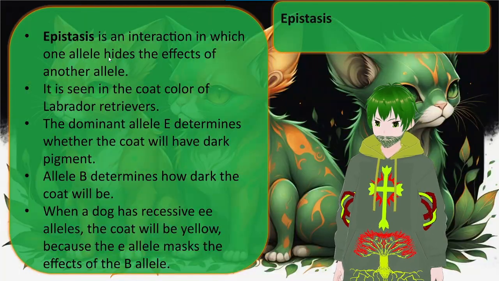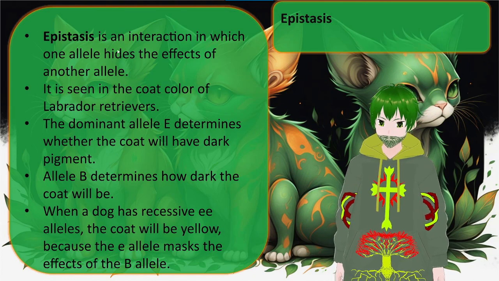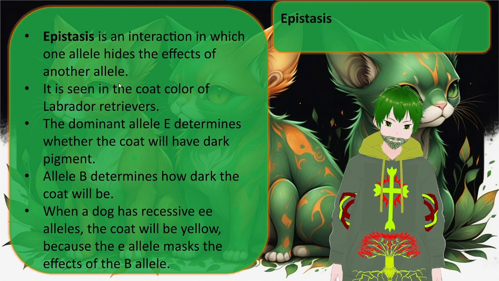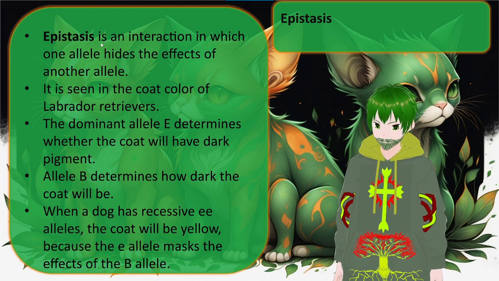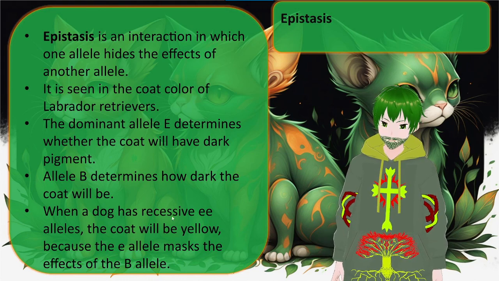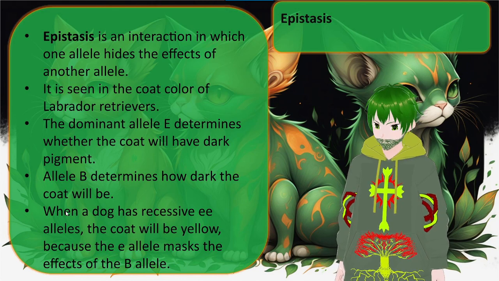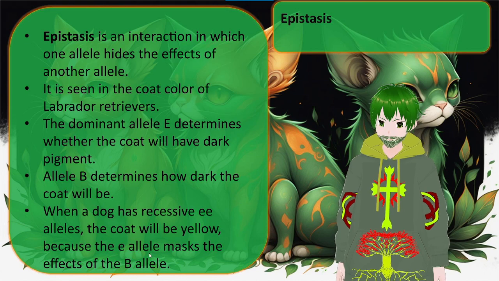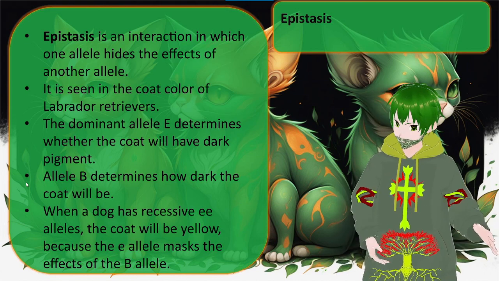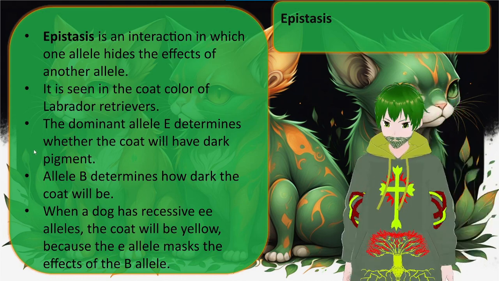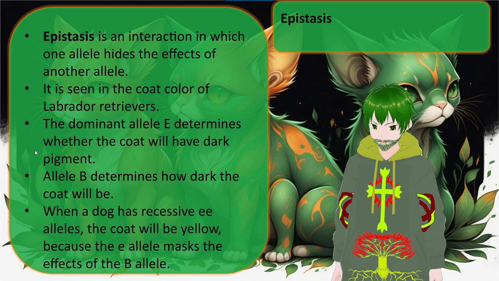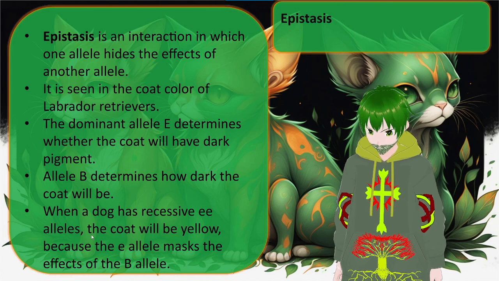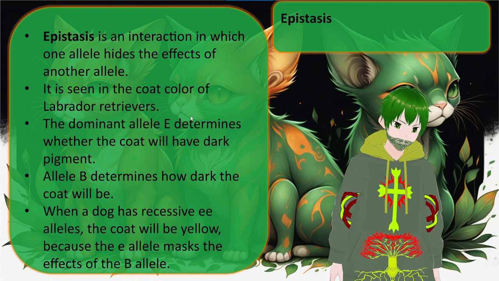Now, epistasis is an interesting form of inheritance because this happens when you have one type of dominant allele completely cover up another type. Okay, so allele A produces some kind of phenotype that completely masks or hides the phenotype of the type B allele. So what would be an example of this?